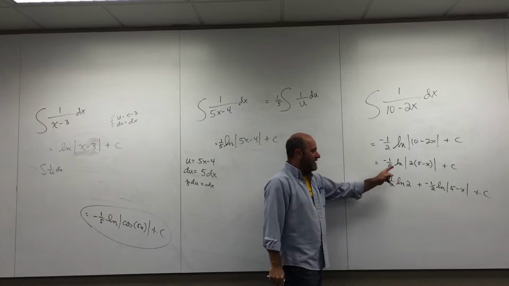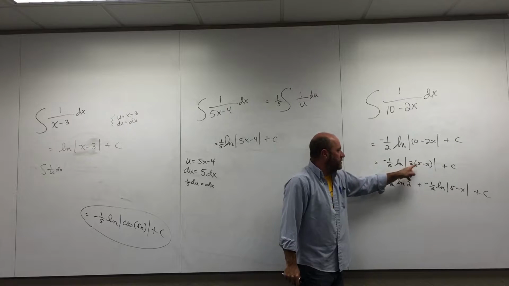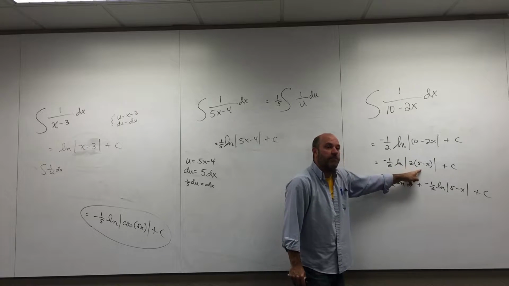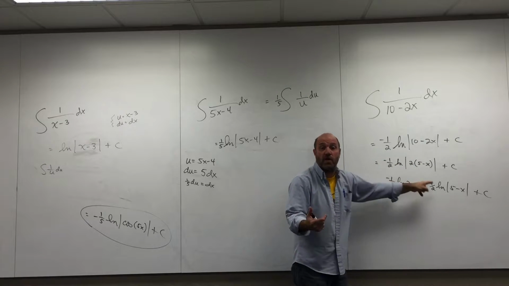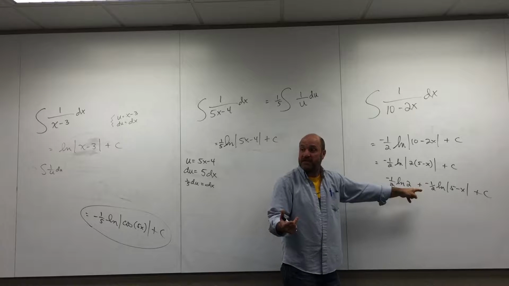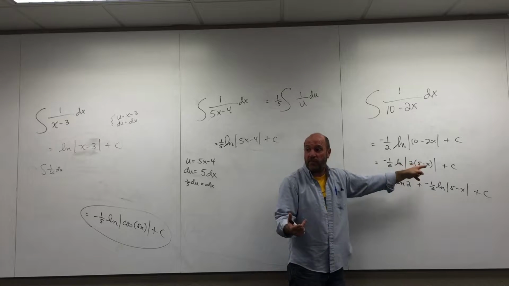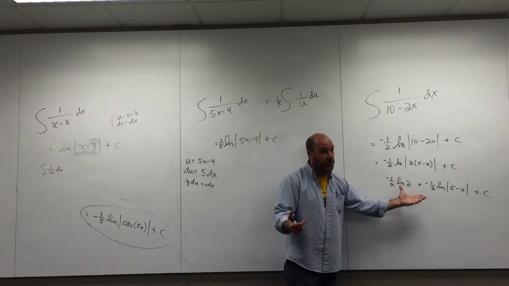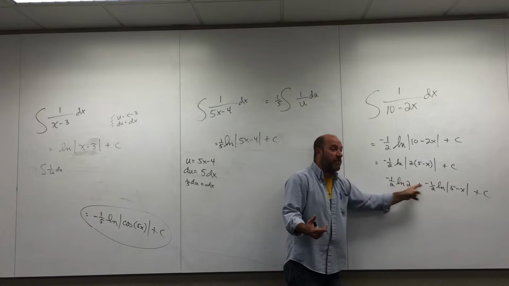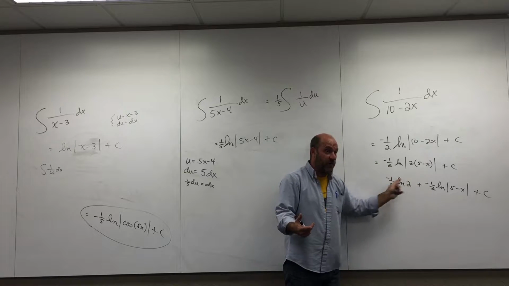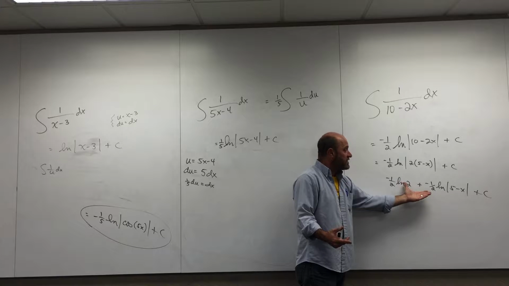Okay, hold on. What did I do? I took the log of a product and broke it into the sum of those two logs. That's a special log property. The log of a product can be broken into the sum of the two logs. The negative 1/2 is in front of both of them. So now it's sitting here and it looks like this.